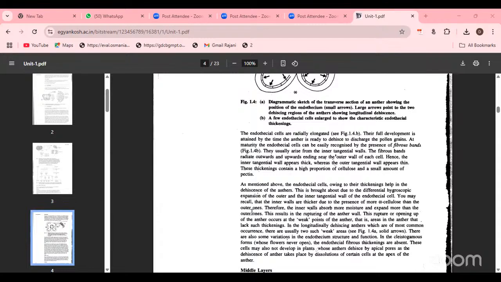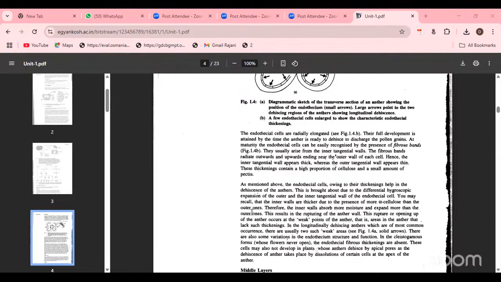Cleistogamy means the flowers never open. This type of flowering is called cleistogamous. Endothecial fibrous thickenings are absent. These cells may also not develop in plants whose anthers dehisce by apical pores, as the dehiscence of the anther takes place by the contained apex of the anther layer.